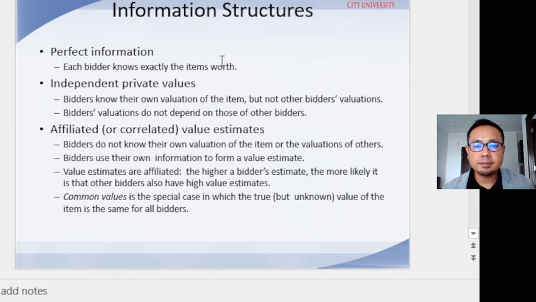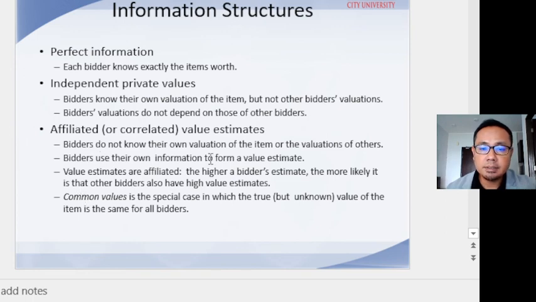Okay, so in information structure, in perfect information, each bidder knows exactly the item's worth. And then independent private values: a bidder knows their own valuation of the item, but not other bidders' valuations. So bidders' valuations do not depend on those of other bidders.